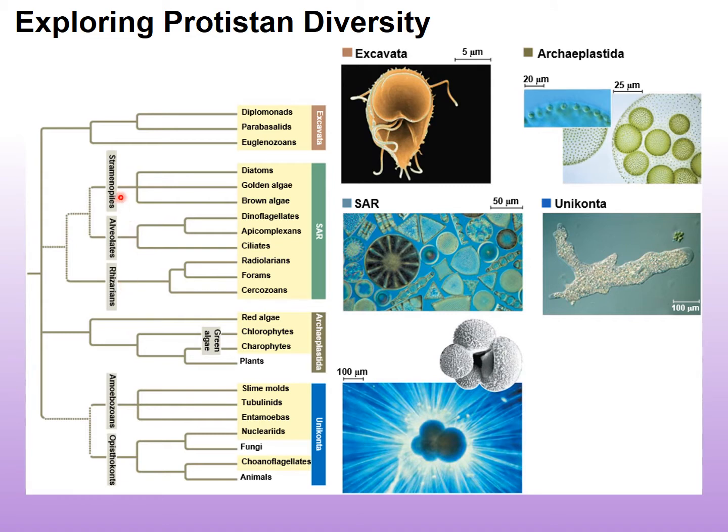The straminophiles are divided up into three categories based on this phylogeny, and that includes the diatoms, the golden algae, and the brown algae. And the alveolates include the dinoflagellates, the apicomplexans, and the ciliates. And the rosarians include the radiolarians, the foraminifera or forams, and the cercozoans.